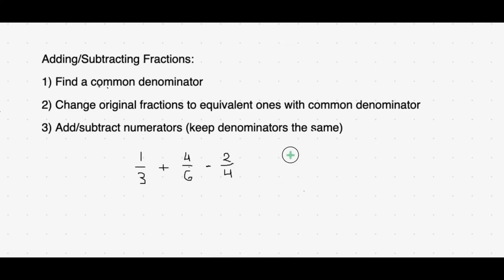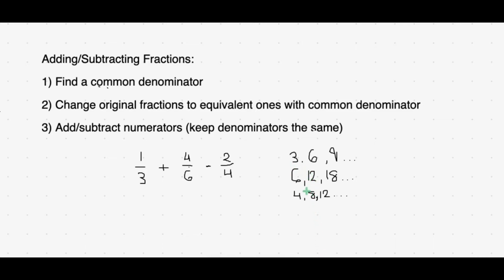So for 3, we'll write out its multiples by saying 3, 6, 9, and so on. For 6, it would be 6, 12, 18, and so on. And for 4, it would be 4, 8, 12, and so on once again.